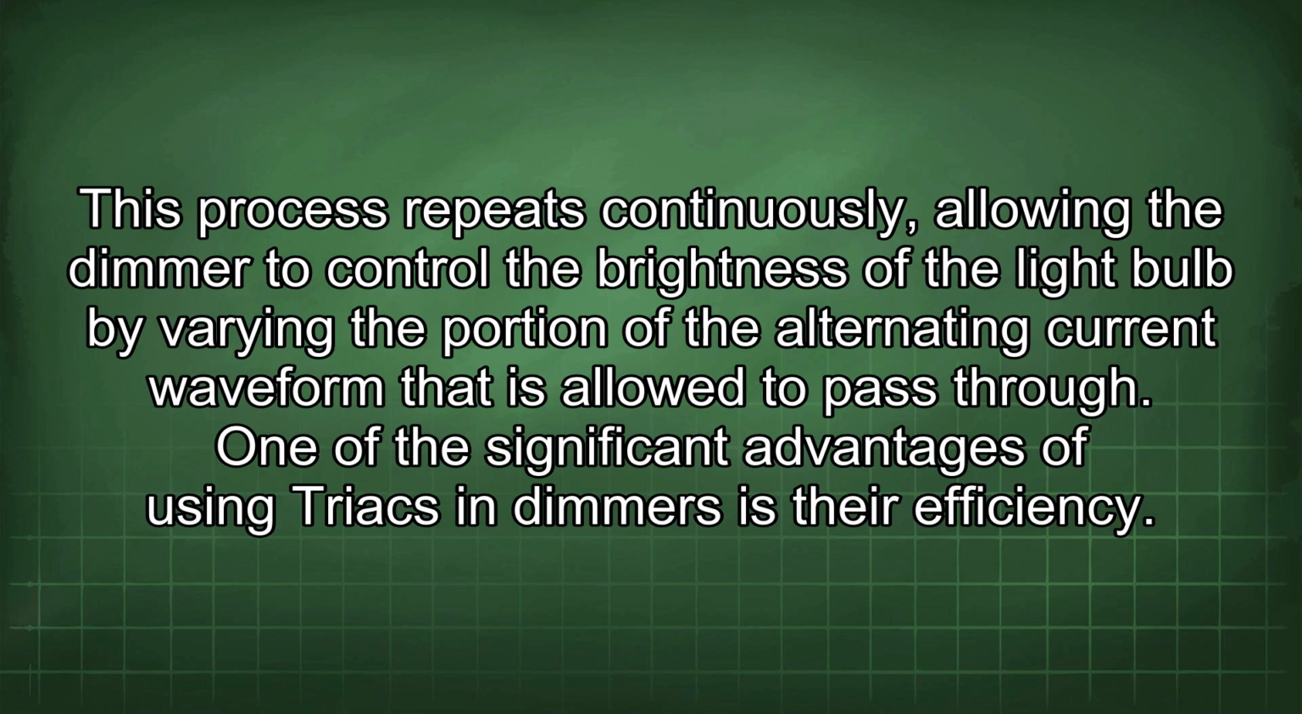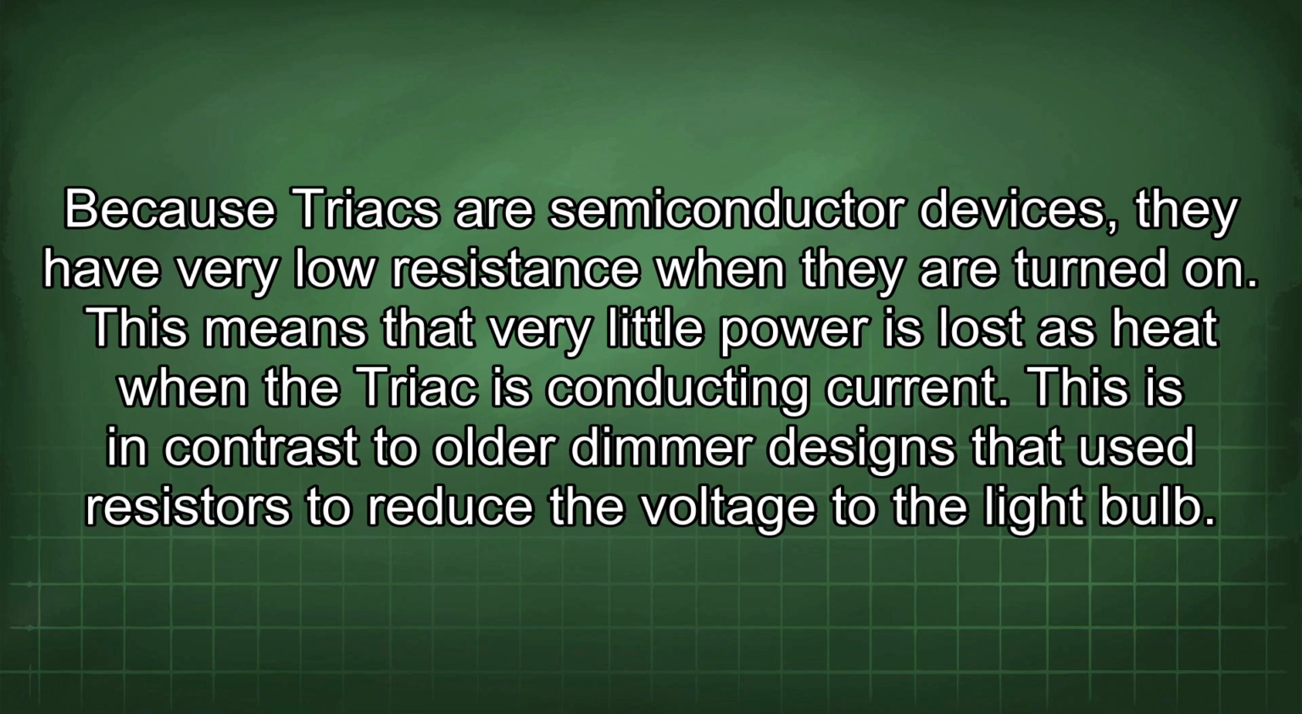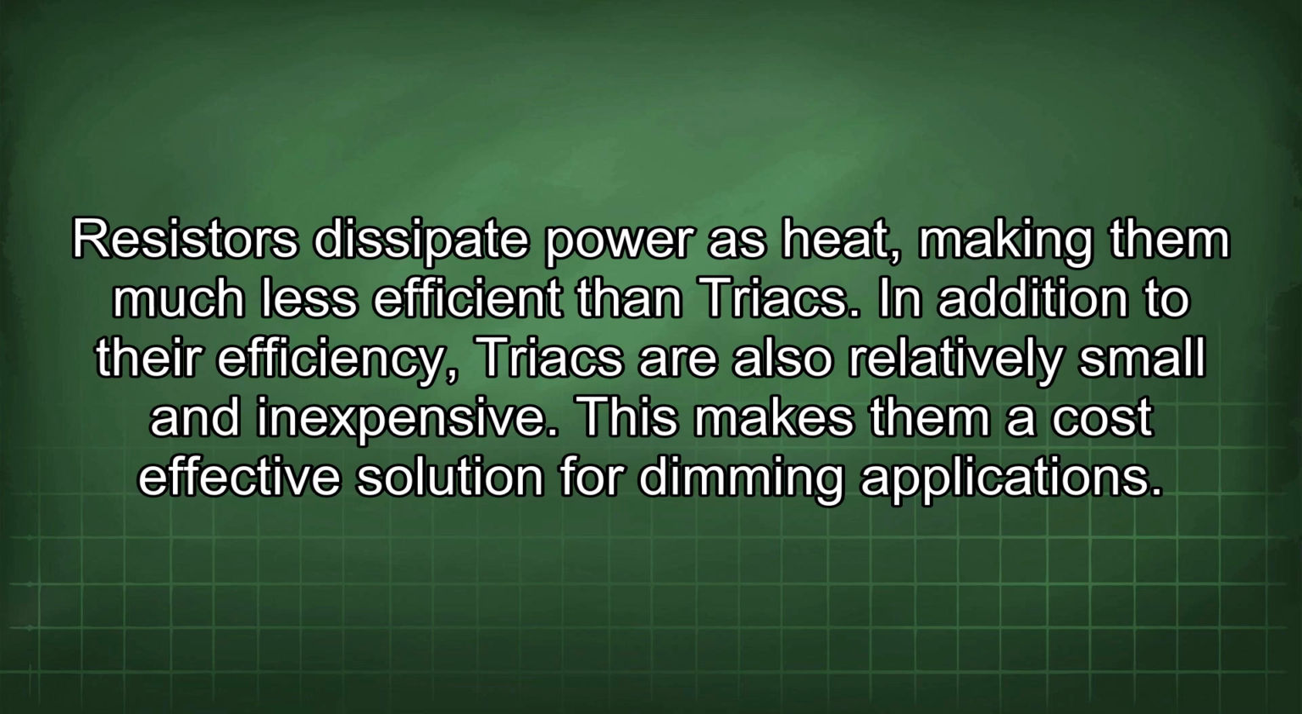This process repeats continuously, allowing the dimmer to control the brightness of the light bulb by varying the portion of the alternating current waveform that is allowed to pass through. One of the significant advantages of using triacs and dimmers is their efficiency. Because triacs are semiconductor devices, they have very low resistance when they are turned on. This means that very little power is lost as heat when the triac is conducting current. This is in contrast to older dimmer designs that used resistors to reduce the voltage to the light bulb. Resistors dissipate power as heat, making them much less efficient than triacs.